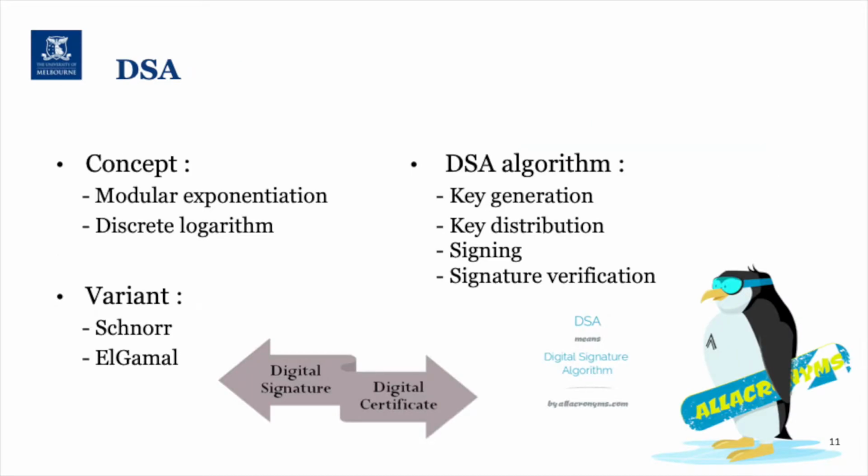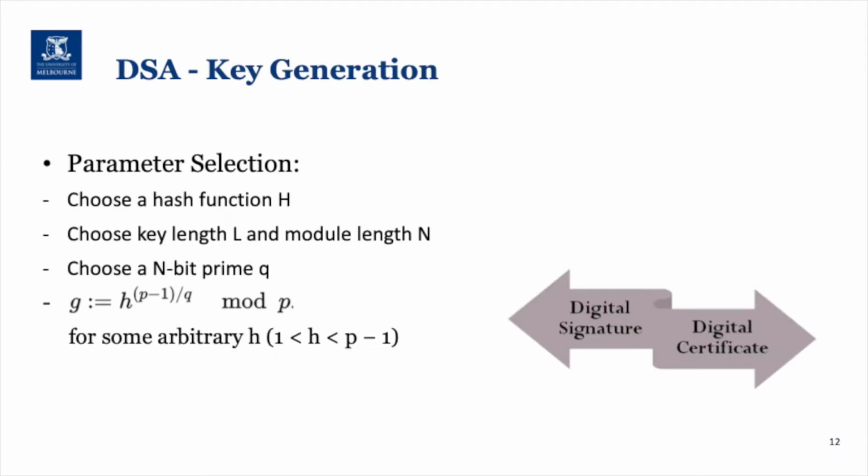The digital signature algorithm (DSA) is based on the mathematical concept of modular exponentiation and the discrete logarithm problem. DSA is a variant of the Schnorr and Elgamal signature schemes. It involves 4 operations: key generation, key distribution, signing and signature verification. The choice of algorithm parameters may be shared between different users of the system. A hash is an encoding that reduces the size of a message to a fixed bit length by using a specific encoding method. Then choose the key length L, modulus length N, and prime Q.